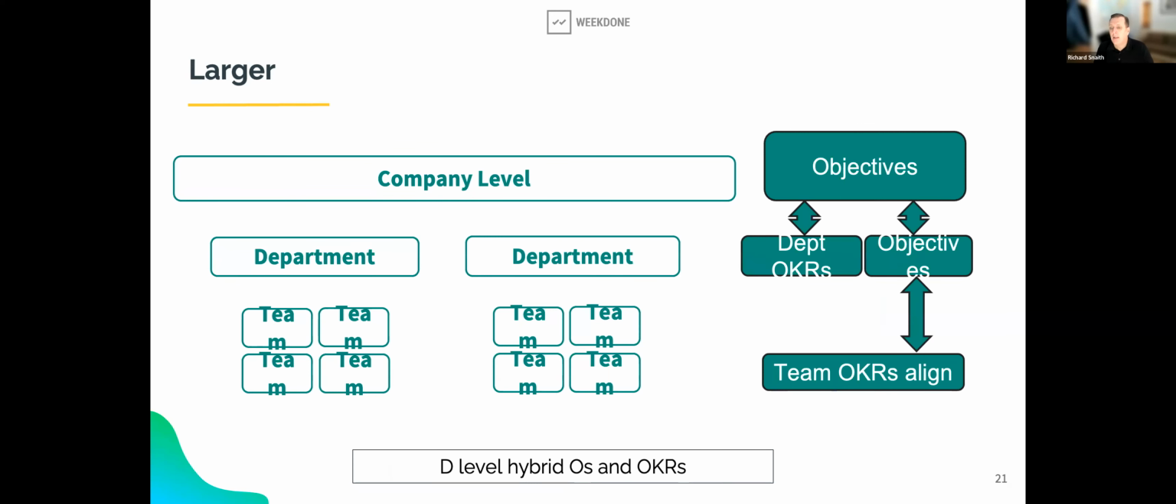That's one way. Now, some people will write in a more hybrid style. So we'll have company objectives, team objectives, and team OKRs, but we might also have department OKRs as well.